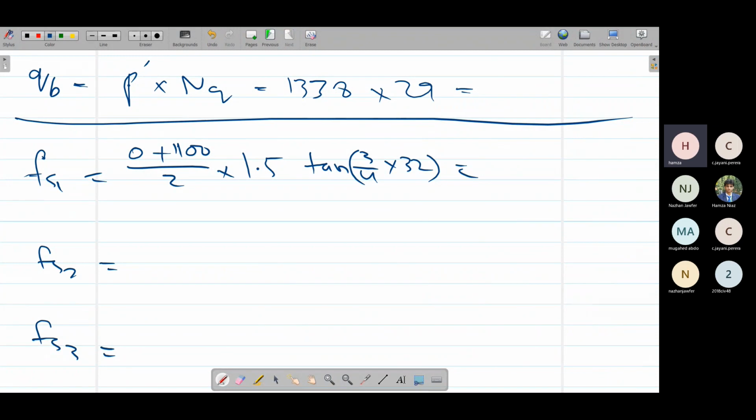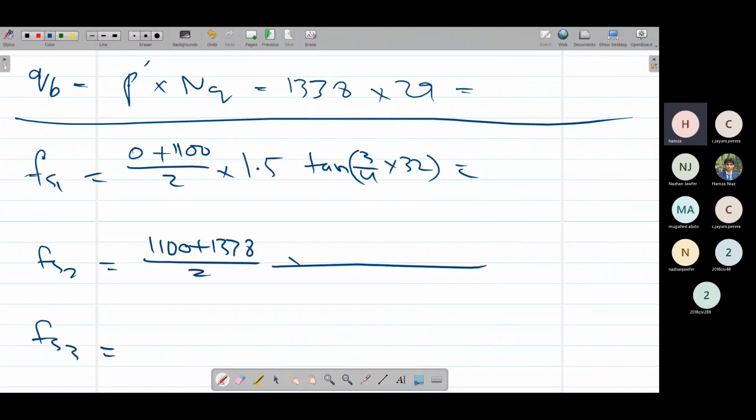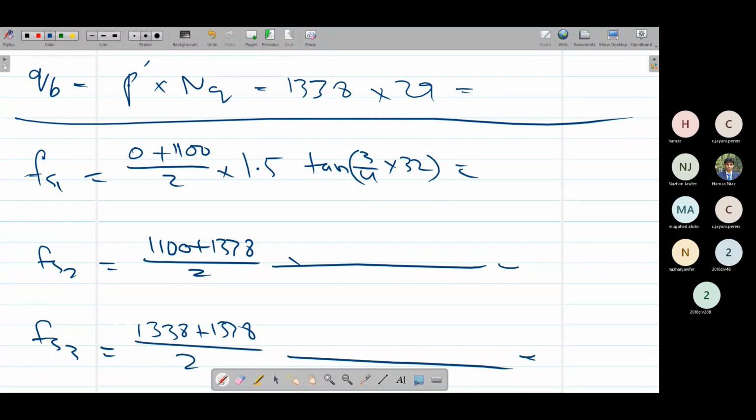But for the second layer, only the stress would change. The stress would change from 1100 to 1338. So 1100 plus 1338 over 2 times this portion, which will remain same. Now for the last layer, it would be 1338 divided by 2 times the same, because KS and tan delta are not changing. So we'll get the FS value like this.